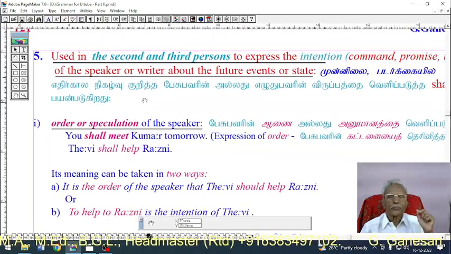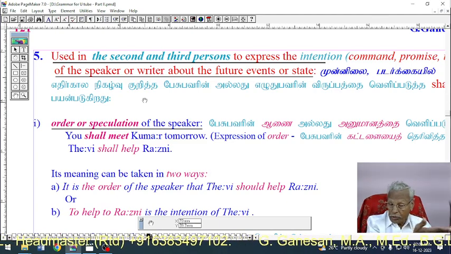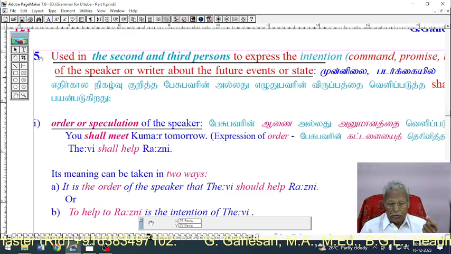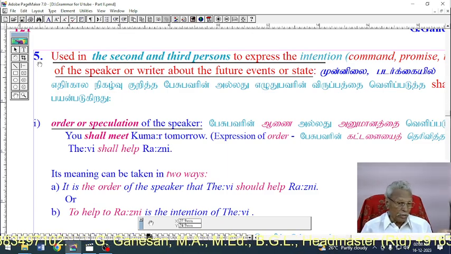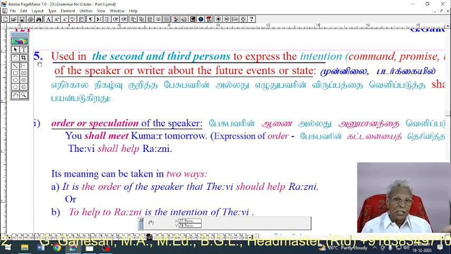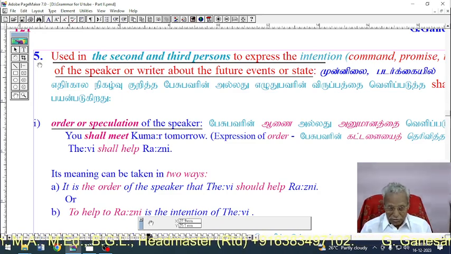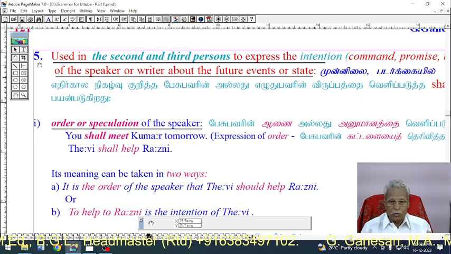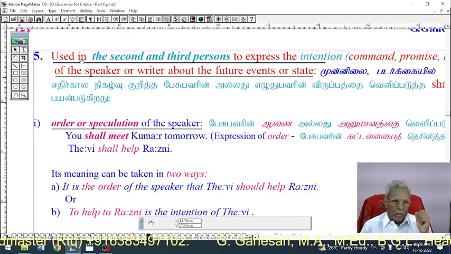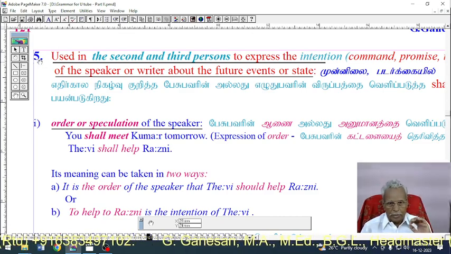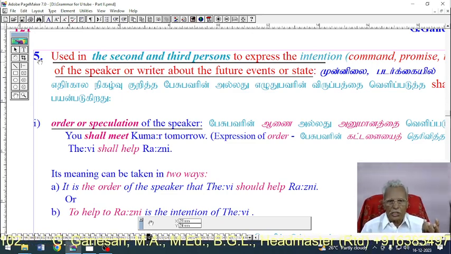Then the fifth use. Even though I have titled it number 5, I have already given more than 10 uses of shall. Even here, under number 5, I am going to give some 3 uses of shall.